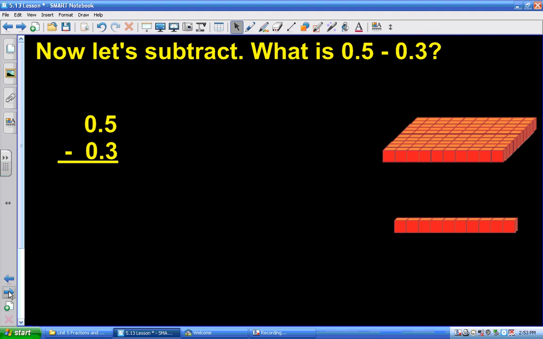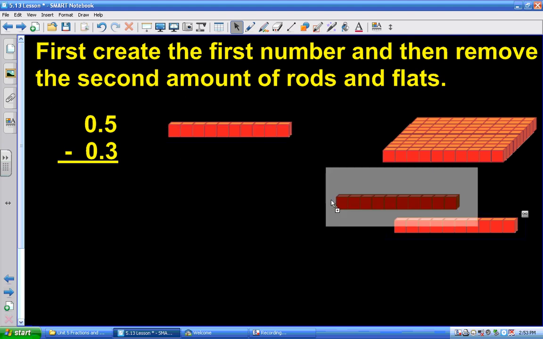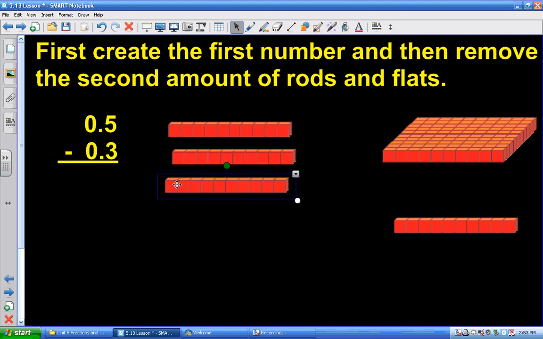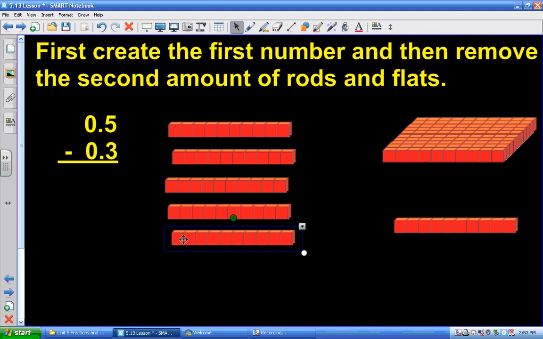In order to do subtracting, the first thing I have to do is have 0.5. I'm going to create 0.5, and then I have to remove from the 0.5, 0.3. So what do you think we have to do here? Brooke, how do I create 0.5? First, you have to put 8 rods. Okay, 5 rods or 8 rods? 5 rods. We're subtracting. Right, 5.